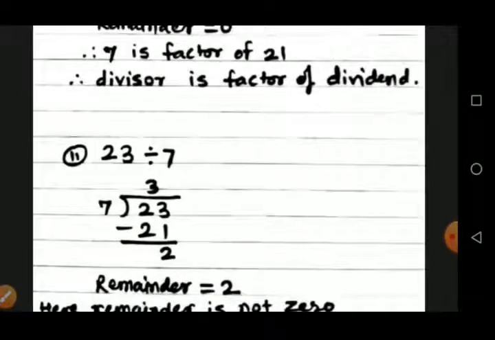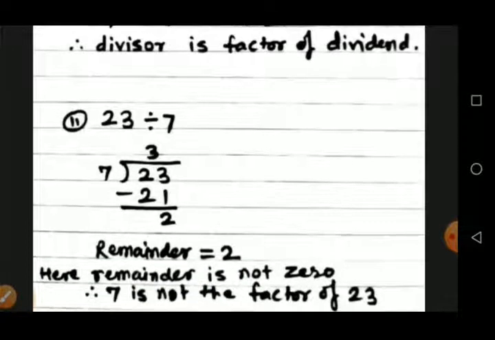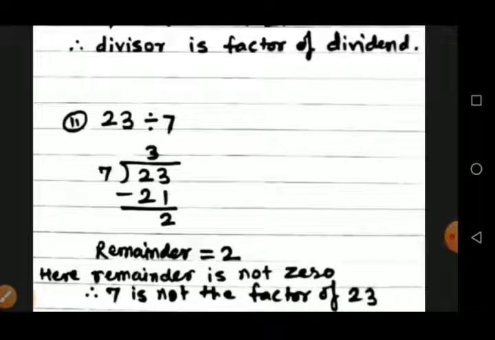23 divided by 7. 23 is dividend, 7 is divisor. Now divide vertically. 7 threes are 21. 3 is the quotient and the product of 7 and 3 is 21. Write down below 23 and subtract.